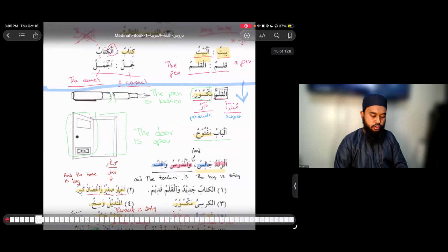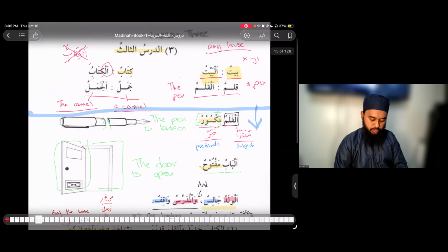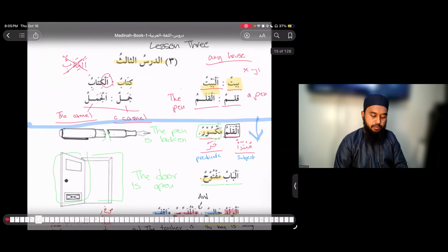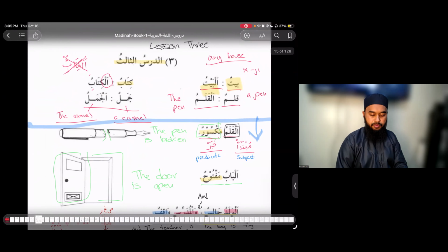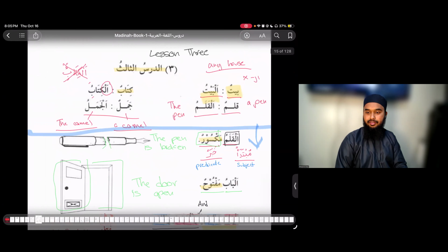Lastly, we have Dars al-Thalith, lesson number 3. We do have 2 minutes, inshallah. We'll cover it and complete it in 2 minutes. Lesson number 3, brothers and sisters, can someone give me a synopsis of what lesson number 3 is? We've done it already. Anyone? It's subject and predicate. We learned subject predicate in the Arabic book, correct?